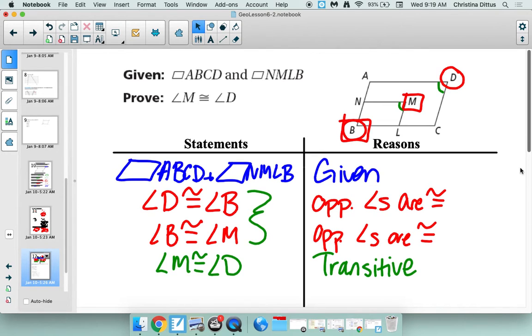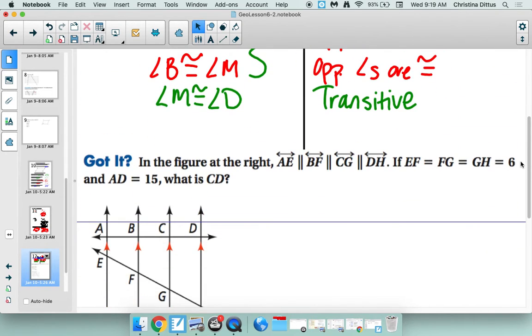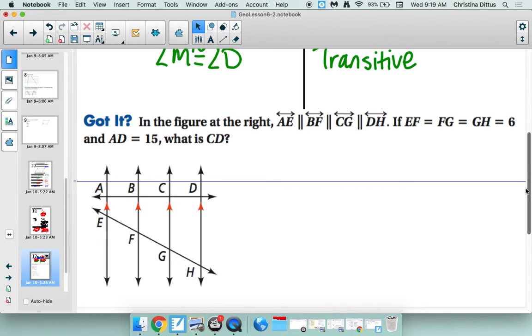Alright. No more proofs today. Last thing that we are going to talk about is our parallel lines. Kind of like what we did with proportions, except this is even easier. We don't even have fractions going on. All it says in theorem 6-7 is that if you have one side where it's all congruent, your other side has to be all congruent. So in that first example, it says that EF, FG, and GH are all 6.